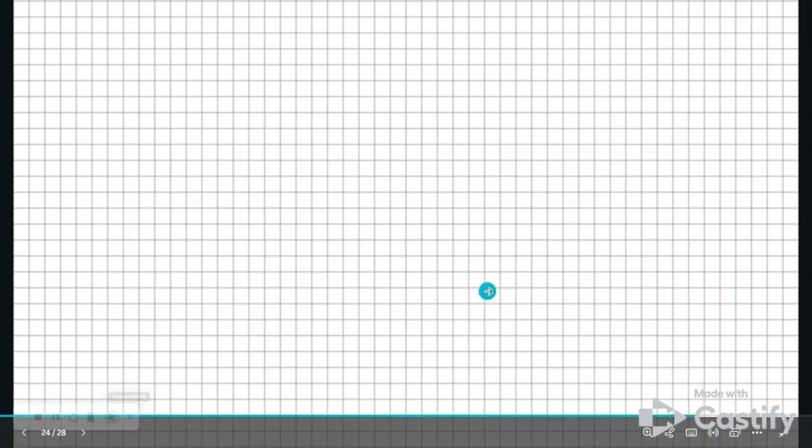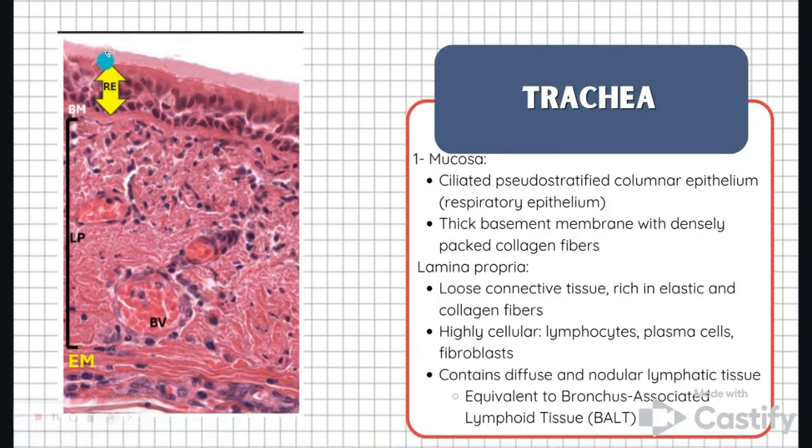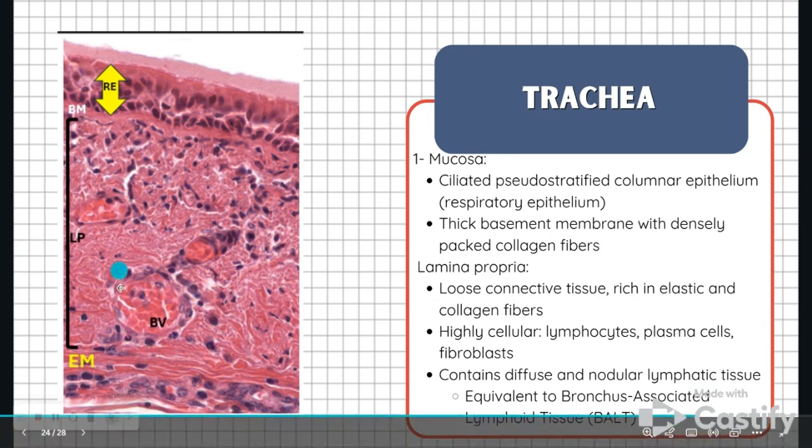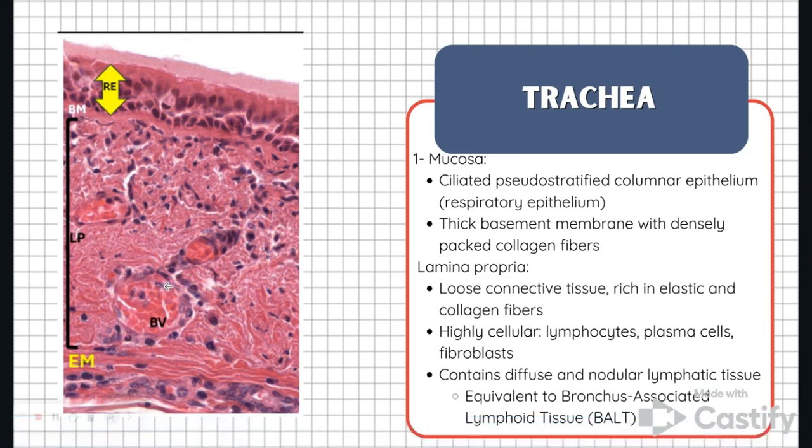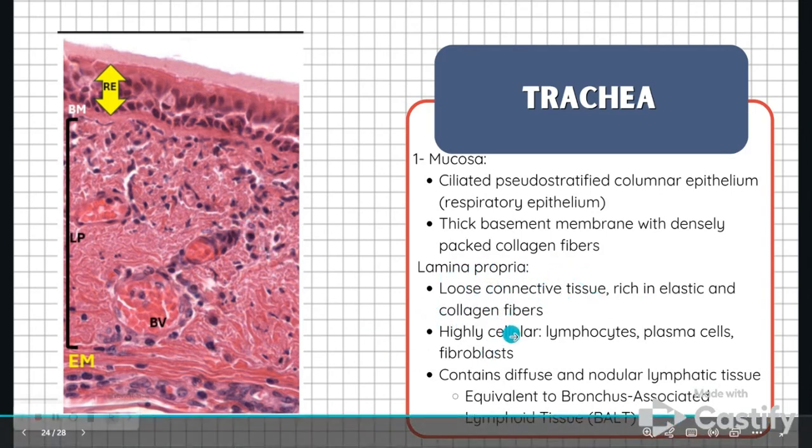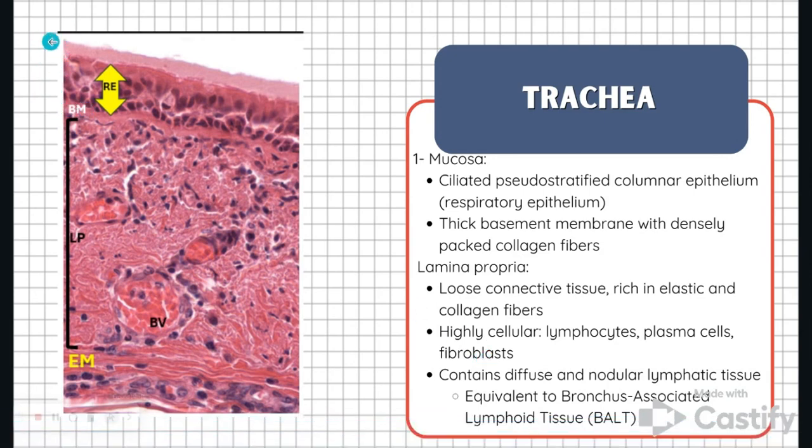Okay? Moving along. Now here, we have respiratory epithelium again. We have a basement membrane again. Lamina propria again, because we said lamina propria is more superficial here. Blood vessels. Then we continue to talk about this. So we have mucosa. There's 4 things I want to talk about. Mucosa, the ciliated pseudostratified columnar epithelium. Thick basement membrane with densely packed collagen fibers. Lamina propria, loose connective tissue, with elastic and collagen fibers, like we said. We have lymphocytes, plasma cells, fibroblasts. It contains the bulk of the bronchus-associated lymphoid tissue. This whole section right here.